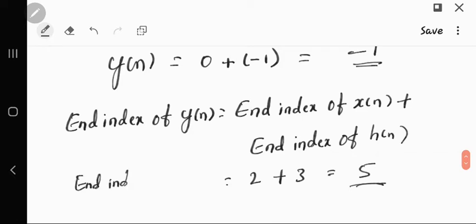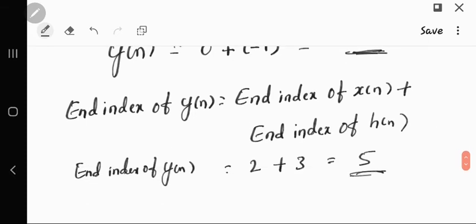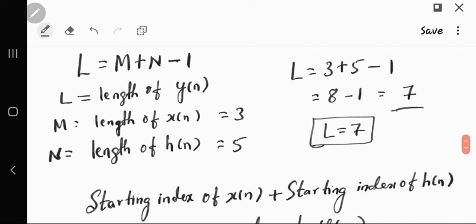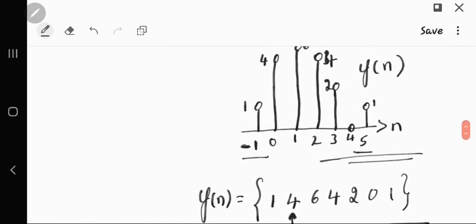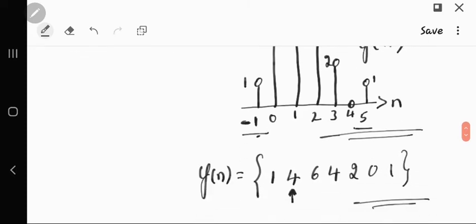So that is the end index of y of n. So the starting index of y of n should be minus 1 and the end index of y of n should be 5. So all these are for your verification. If you look at the signal of y of n, it is starting from minus 1 and ending at plus 5.